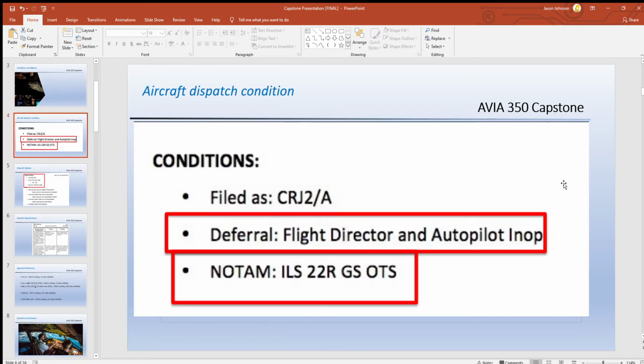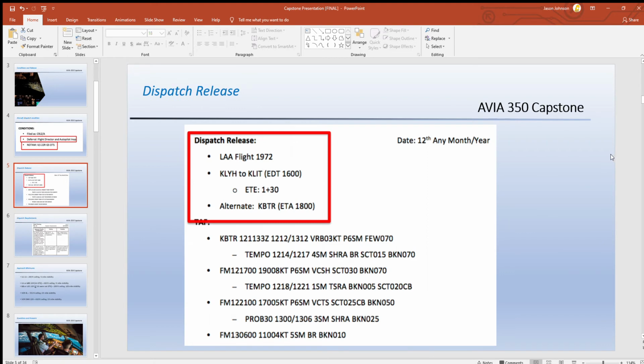So we said we're a CRJ 200 slant alpha with the flight director and autopilot inoperative, and we have a NOTAM for the ILS 22 right glide slope being out of service. We also said that in our dispatch release, we are Liberty Aviation Airlines flight 1972 from Lynchburg to Little Rock with an alternate of Baton Rouge, with an ETA of 1800 and our weather down here.